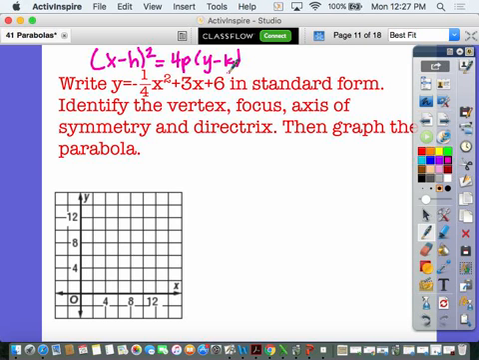So it opens down, and basically we have to get this to look like this. We have to get our x's by themselves on one side, and then we need our y's to be on the other side. And right now we don't have that. So what do you think we're going to have to do to write this in standard form? Not so much factor, that's a part of the process: completing the square. Okay? And you know you're going to have to complete the square because you have an x squared term and an x term.